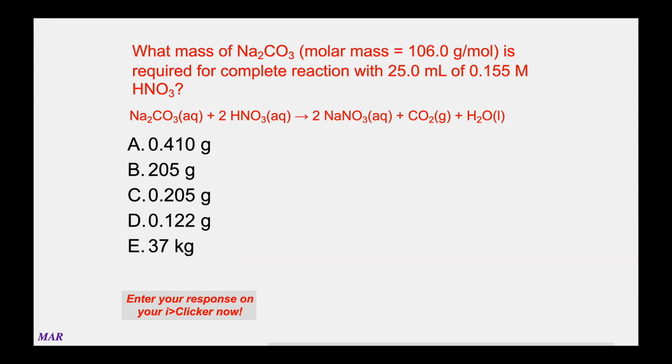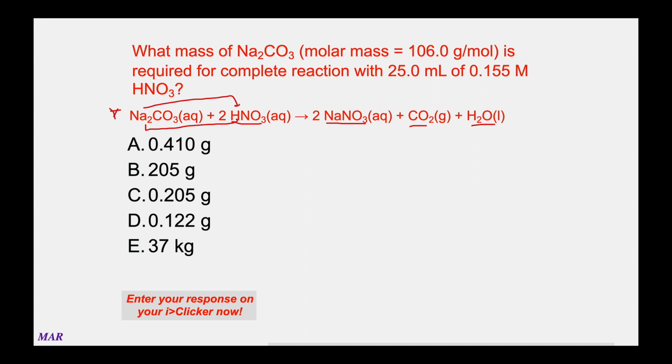Good. What mass of sodium carbonate, with a molar mass of 106.0 grams per mole, is required for complete reaction with 25 milliliters of 0.155 molar HNO3? In this reaction, sodium carbonate is reacting with nitric acid, and this is a double displacement exchange reaction. So the sodium and the hydrogen are trading places. You end up with sodium nitrate, and you end up with what looks like H2CO3, which we talked about earlier breaks down to CO2 and water.